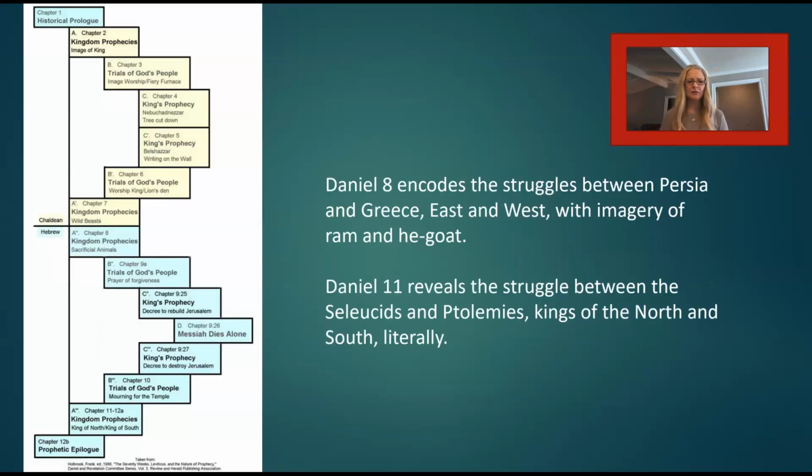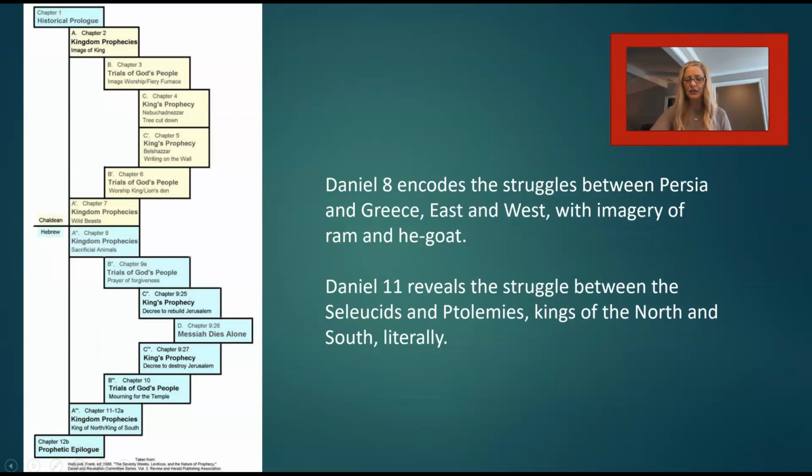Now, we have been talking about the double chiastic structure of Daniel as we have been going through this study. And as you can see, chapter 11 is parallel to chapter 8. Recall that Daniel 8 encodes the struggle between Persia and Greece, or the Eastern Empire and the Western Empire, with the imagery of the ram and the he-goat. That's going to be very important to our interpretation of chapter 11, which once again is parallel to chapter 8 in this double chiastic structure.